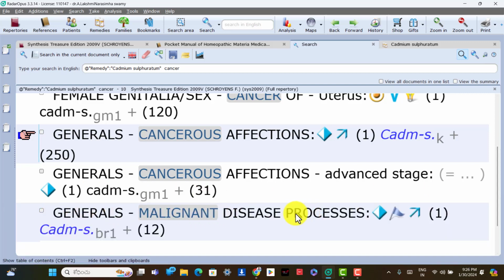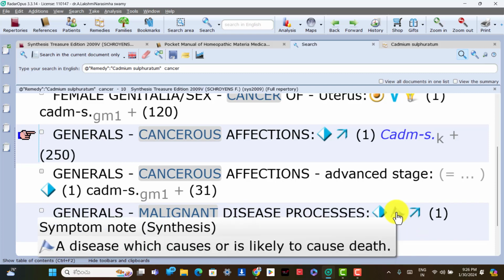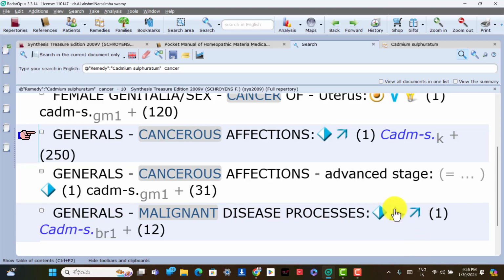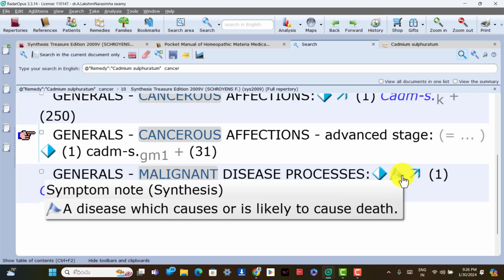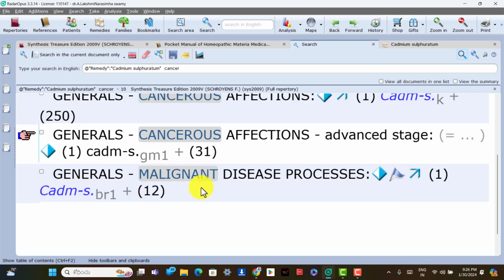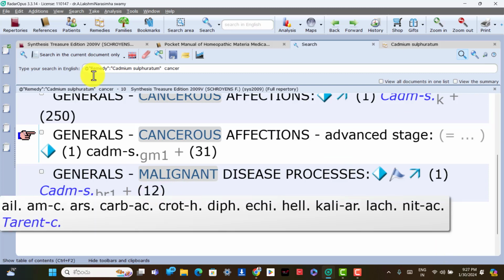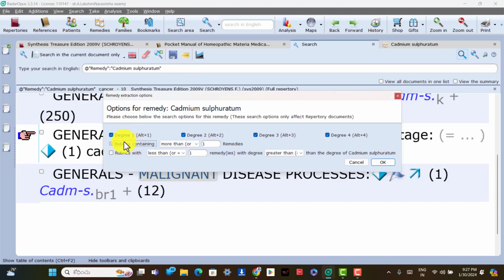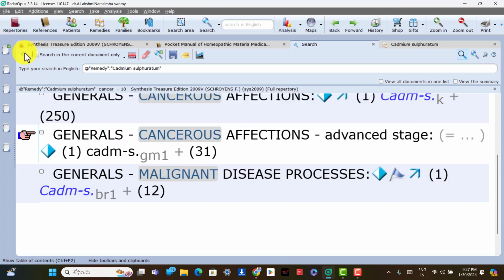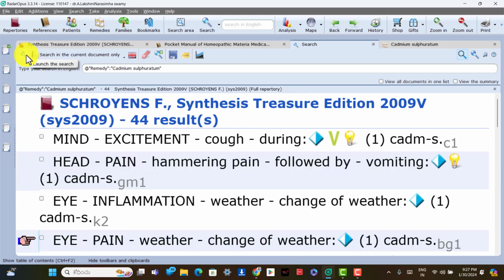General malignant disease process is present. Then a disease which is likely to cause death, in that condition also Cadmium sulph is useful. Now we can see these are useful in daily practice. And what single rubrics are present in Cadmium sulph? In the meantime, 44 rubrics are present in Cadmium sulph.